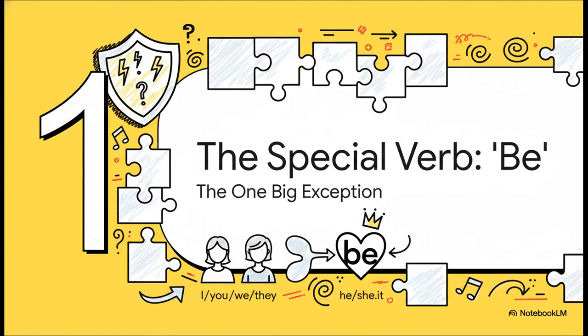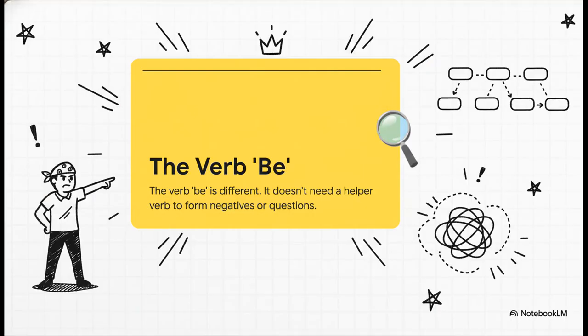Okay, first things first. To really understand the present simple, we have to pull one verb out and look at it all by itself. We're going to start with the one big exception, the verb be. Now, the most important thing to get about be is that it's independent, it's strong. It doesn't need any helper verbs to make questions or negatives, and that's what makes it totally unique.